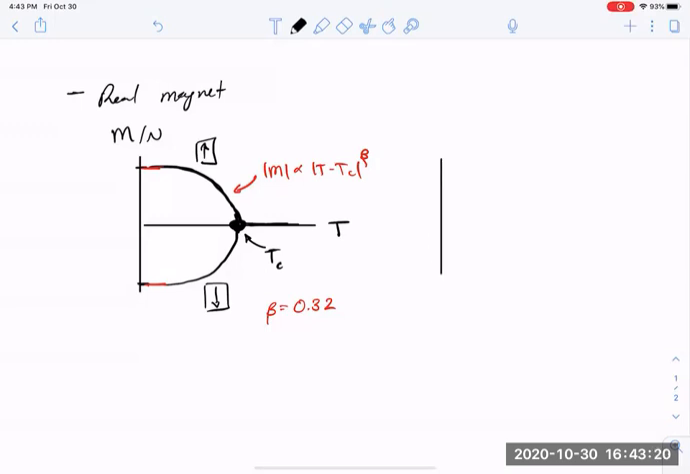Analogously, if I was going to measure the susceptibility, which for a magnetization transition is how the magnetic moment varies with applied field at fixed temperature. Well, at low temperature, I have to apply a pretty large field to change the magnetization.